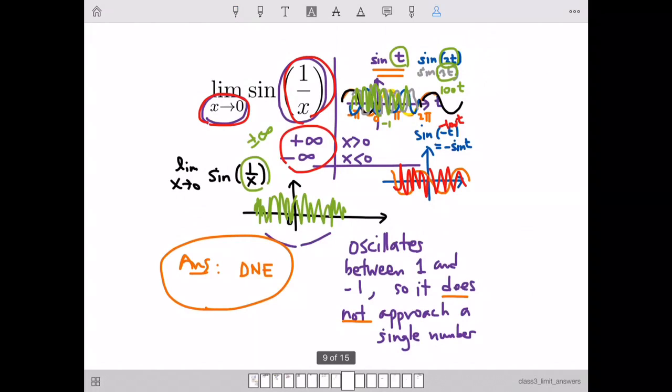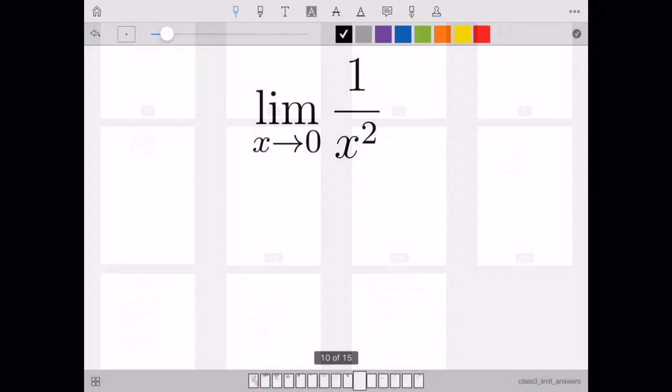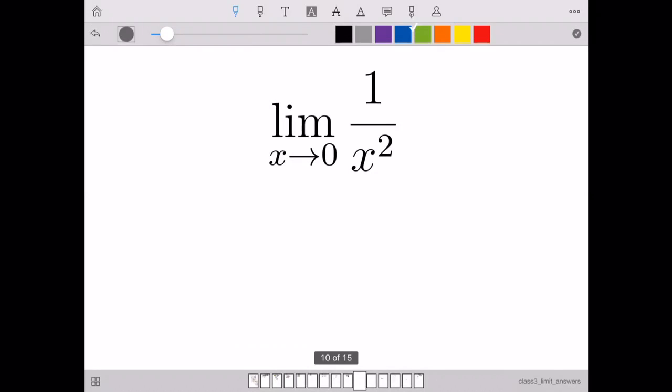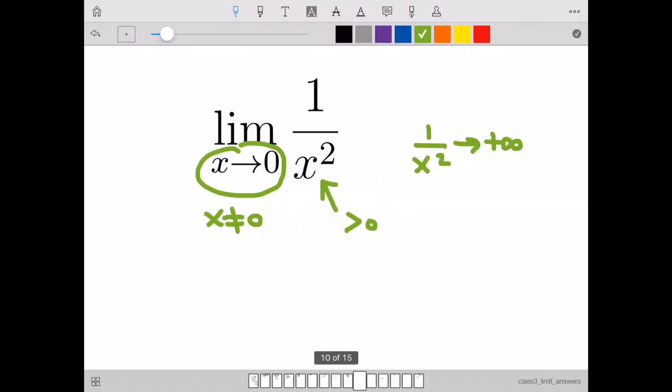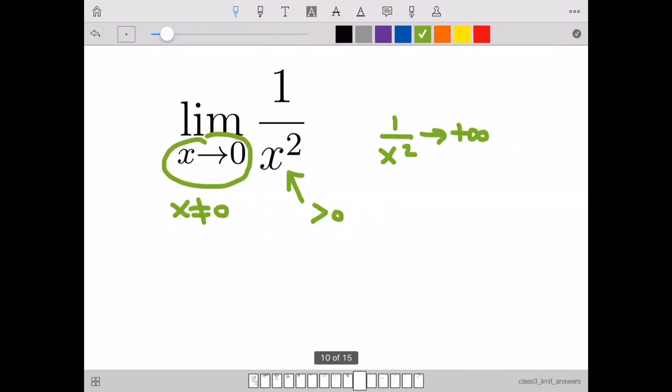Next, C, limit as x approaches 0 of 1 over x squared. So as x approaches 0, x squared is always positive because we know that x is never 0. So 1 over x squared approaches positive infinity. It gets bigger and bigger and bigger, right? So this is not a number. It's an expression. It is not a number.